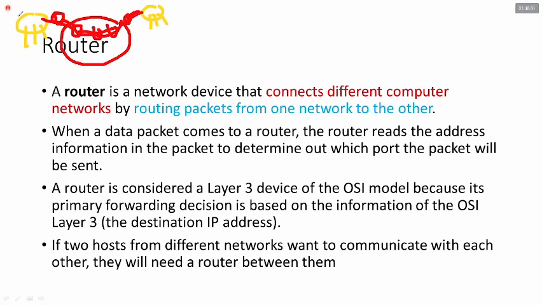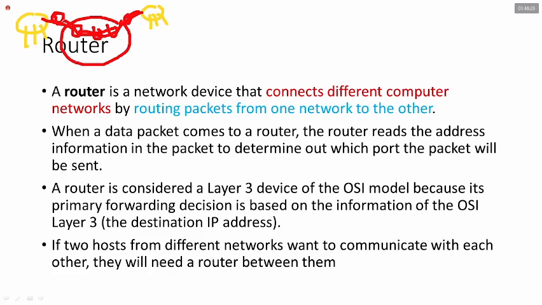Because you cannot physically make connections from Kandy to Colombo, right? So then you need to connect to other networks and then find out the path. So then you need routers, right? Hope it is clear. So if two hosts from two different networks want to communicate with each other, they will need a router between them, right? So you want to communicate to your Kandy office. So that means you are in two different places, so two different networks. So definitely you need at least one router.